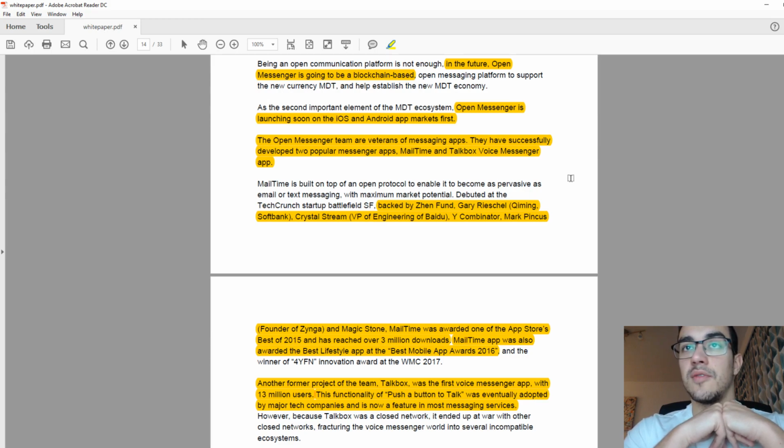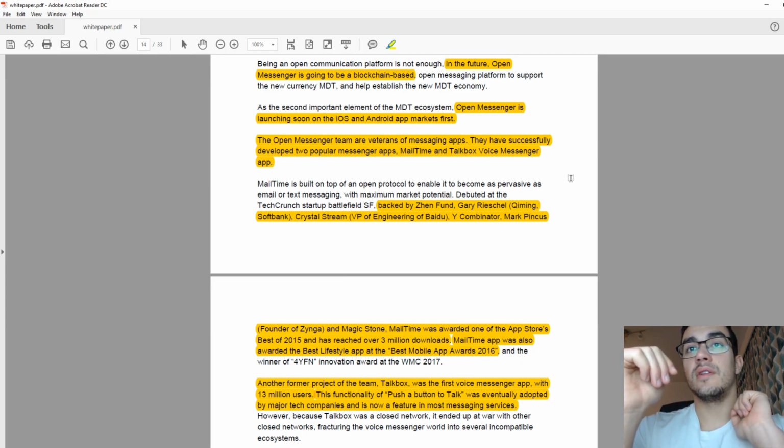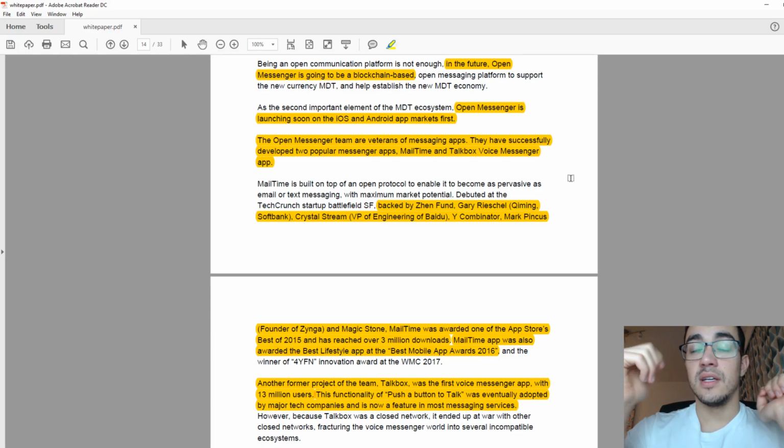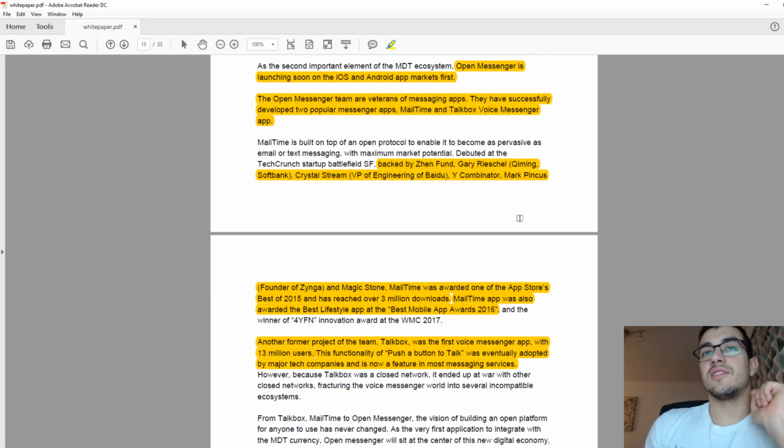It had 13 million users. It was the pioneer of click-to-talk messaging, like you have at WhatsApp, where you can click a button, speak, and release the button, and your friend with whom you're talking will get the talk message. The MDT is also backed by some pretty significant people.